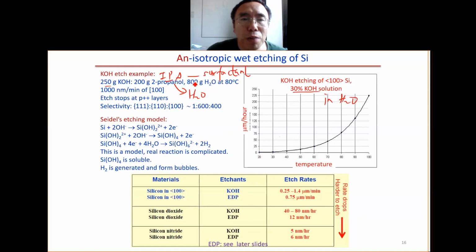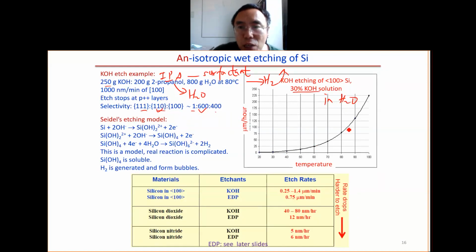When you have the surfactant, it will help hydrogen to go away and reduce the bubbles. This gives you smoother etching than without it, because the surfactant helps to remove the hydrogen bubbles. So the etching rate of 111 can be 1 to 600 to 400. 110 etches much faster than 111, and 100 also much faster than 111, and this one etches the fastest. But this is very high selectivity.